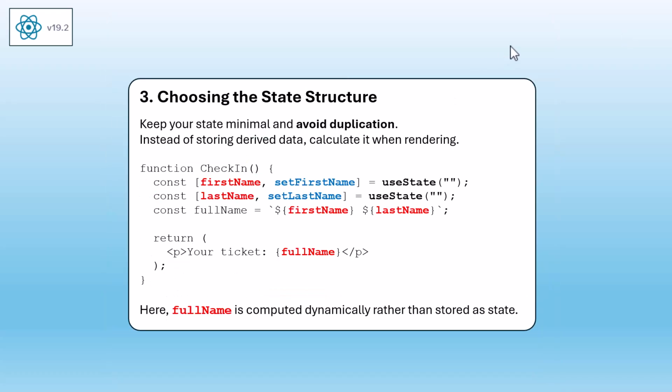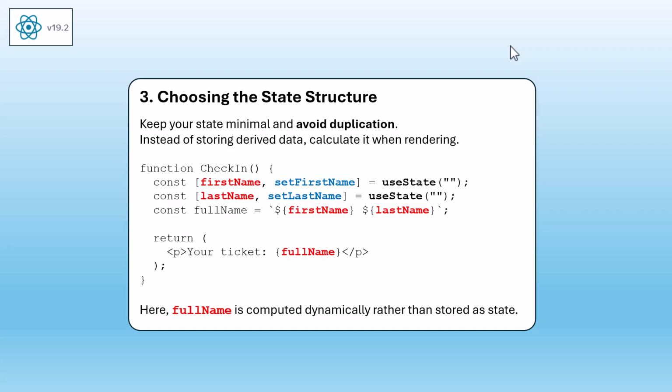3. Choosing the state structure. How you structure your state can determine whether a component is easy to maintain or a constant source of issues. A key rule is that state should never contain redundant or duplicate information. If you store unnecessary state, it's easy to forget to update it later, leading to inconsistencies.